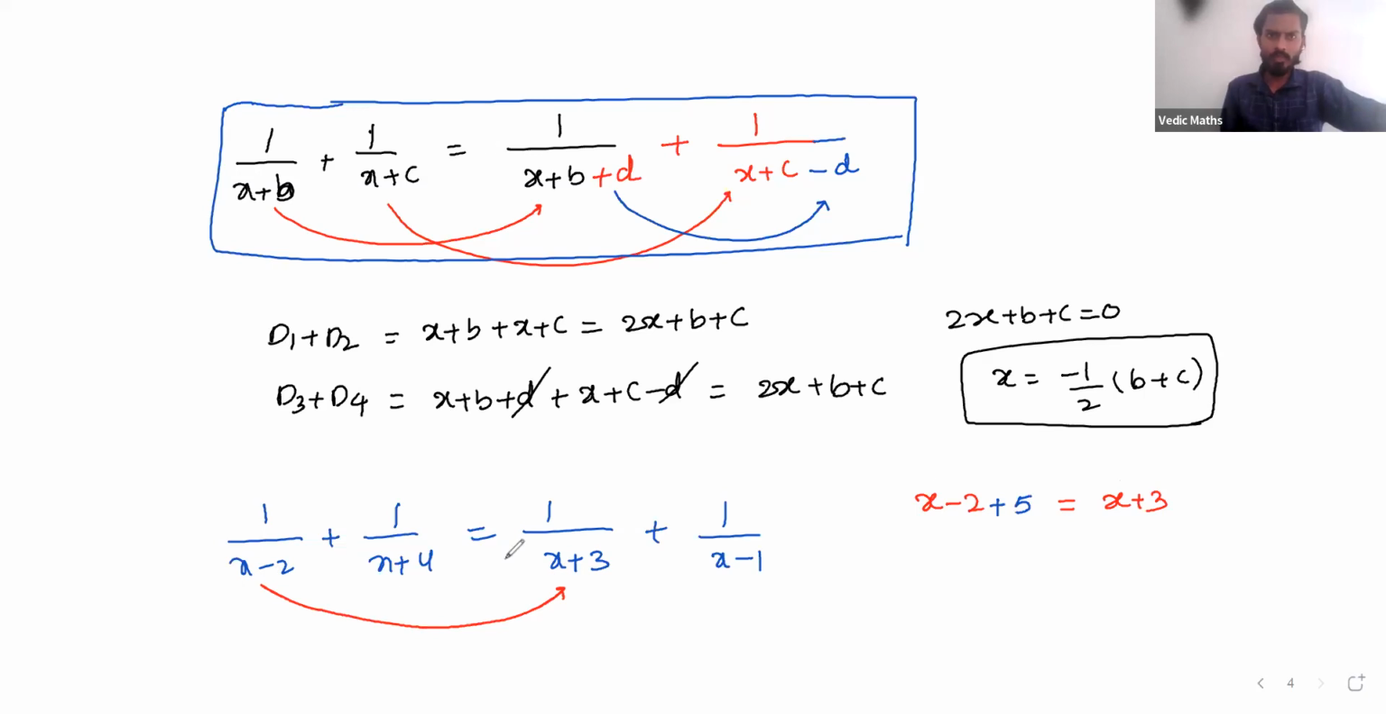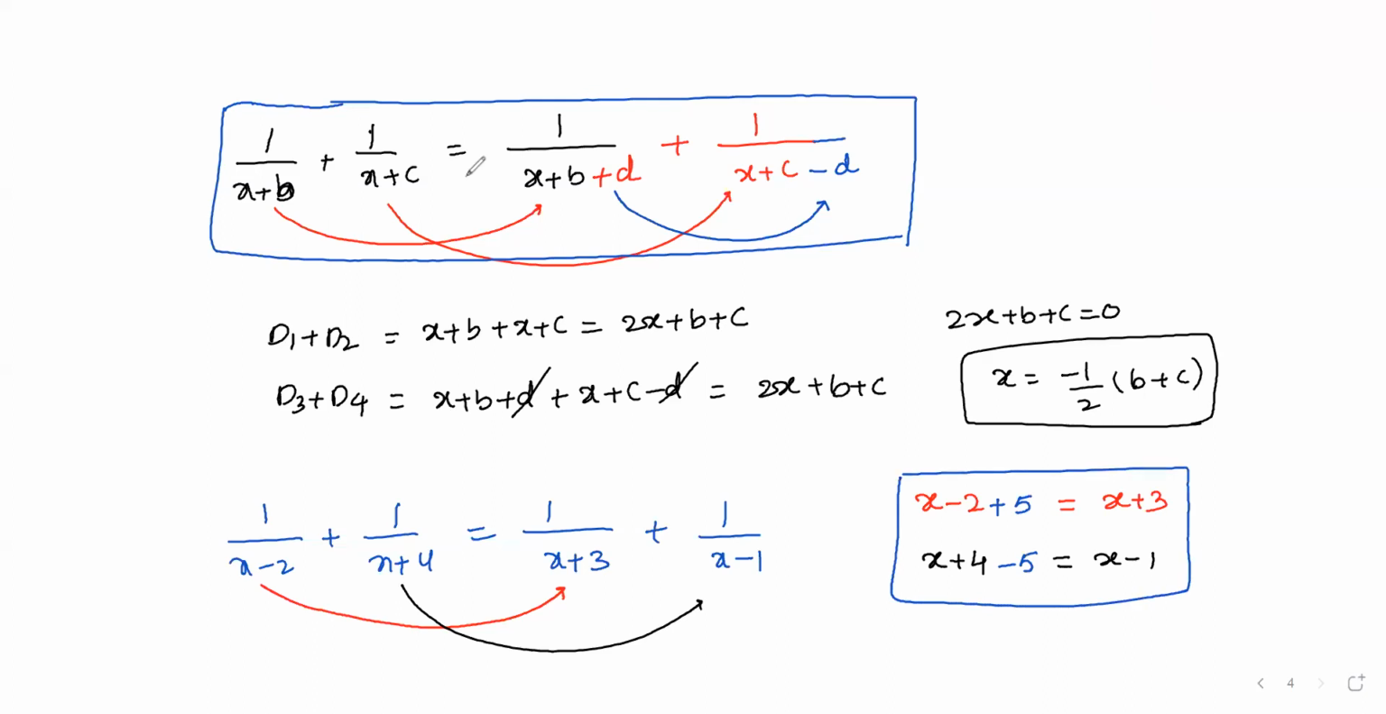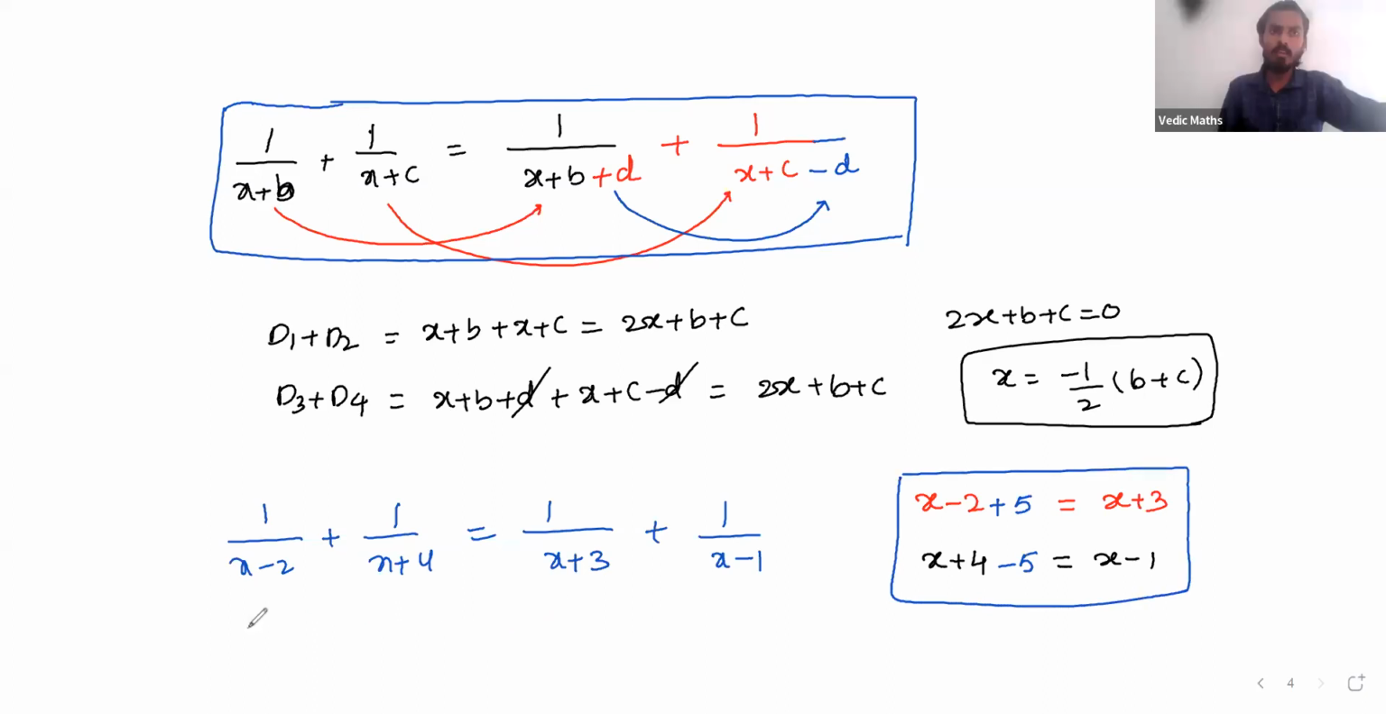Right. So the next one, if you take this part, that is x plus 4, equal to x minus 5 and x minus 1. I already told you, whatever d value you added, in the next denominator it is going to be subtracted. So let me subtract minus 5 here. Then it is going to satisfy, yes or no? Yes, both will be equal. So you can directly apply d1 plus d2 and d3 plus d4 here.